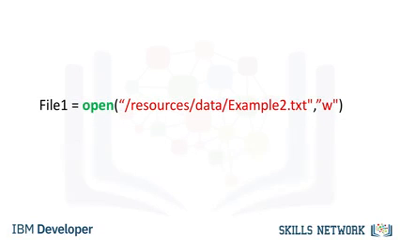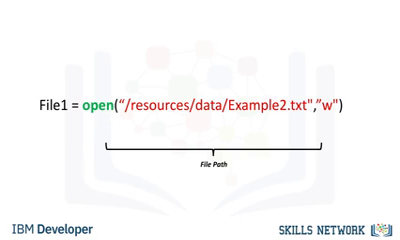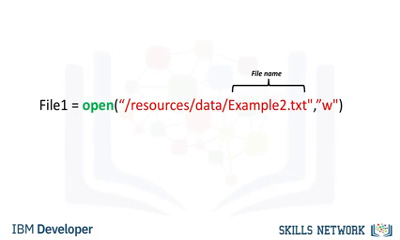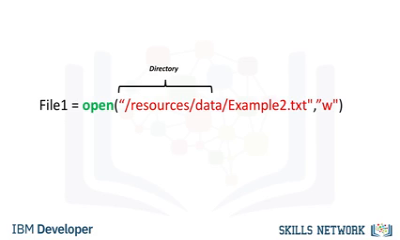We can create the file example2.txt as follows. We use the open function. The first argument is the file path. This is made up of the file name. If you have that file in your directory, it will be overwritten, and the file directory. We set the mode parameter to w for writing. Finally, we have the file object.